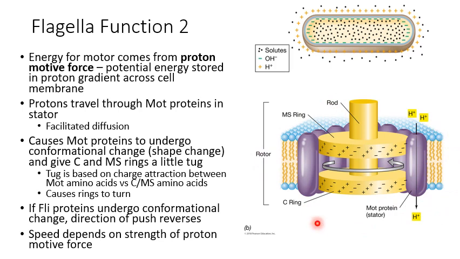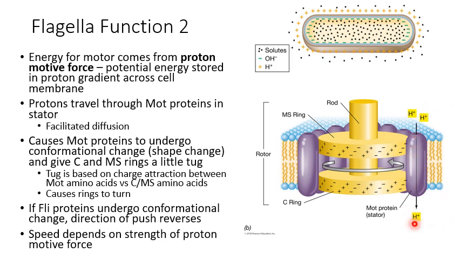So the energy for all of this is coming from the proton motive force. Again, that is a proton concentration gradient where you have protons pumped outside of the cell. So you have more protons outside the cell and less protons inside the cell. The stator proteins, the MOT proteins of the stator, are able to allow protons to travel through them. So here you have some protons traveling through this MOT protein of the stator. They're always going to move from the side where there's more protons to the side where there's less. So that means they'll be moving from outside the cell to inside the cell. This is a type of facilitated diffusion, by the way.